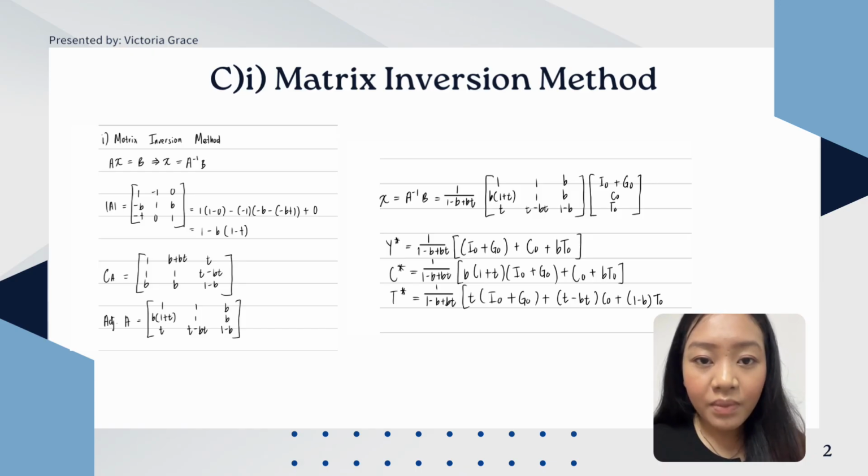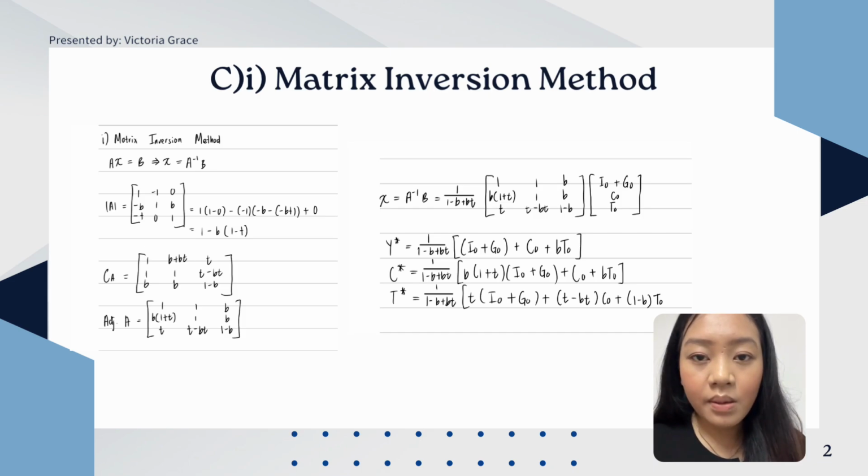The equilibrium level of taxes, T star, is equal to 1 over 1 minus B plus BT multiplied by T times I0 plus G0 plus T minus BT times C0 plus 1 minus B times T0.